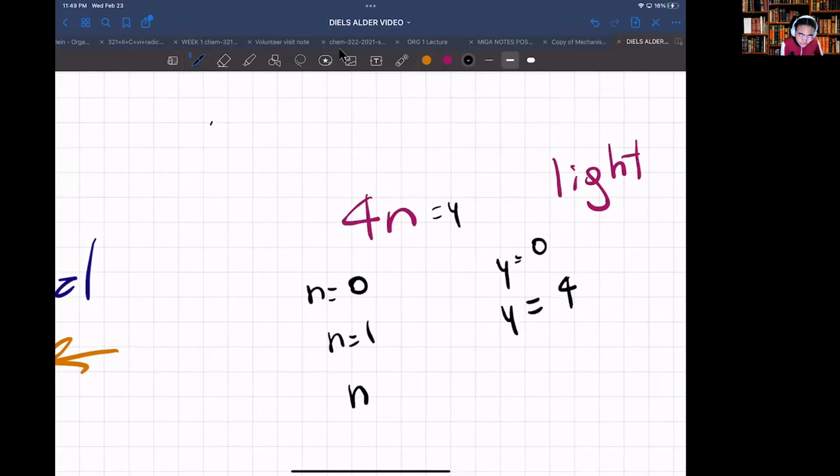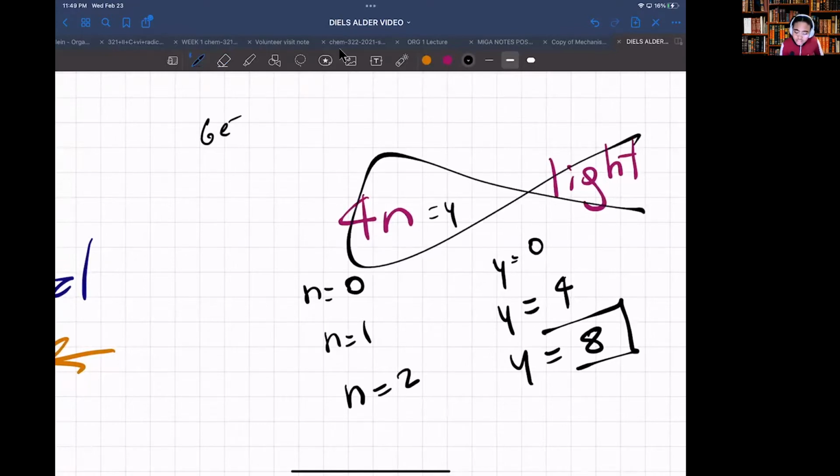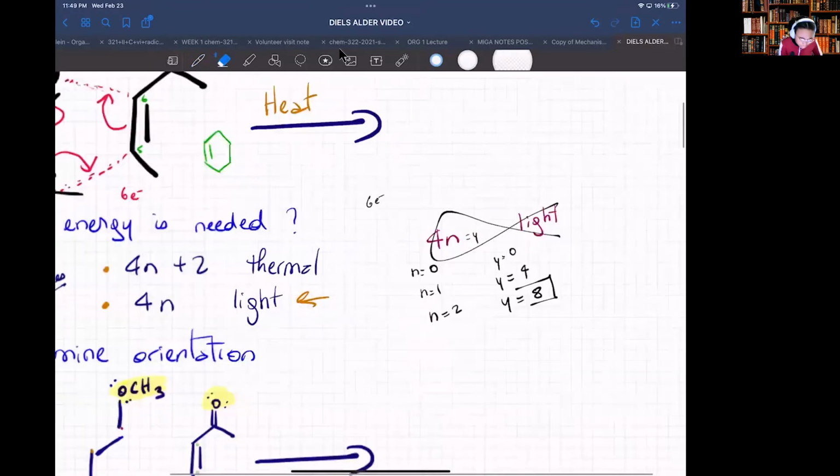Remember, the target is 6 electrons. If n equals 2, y is equal to 8. No, you see how we already left 6 behind? 6 doesn't even apply to 4n, which means I know it wouldn't be 4n light. It has to be the other one, the other energy, heat. I hope it makes some sense what I'm saying, okay?